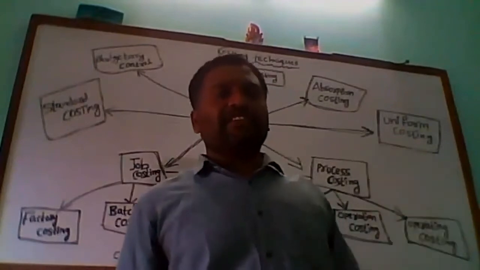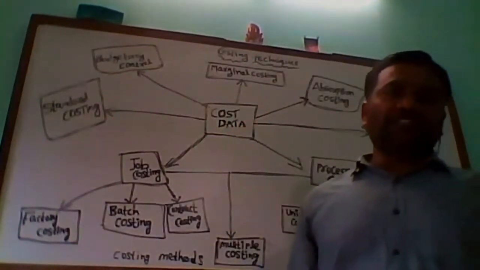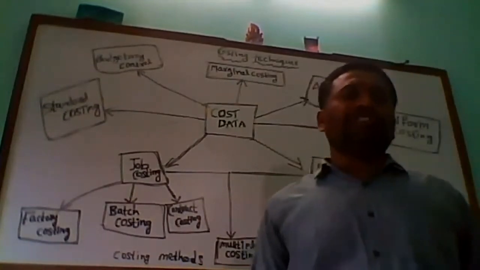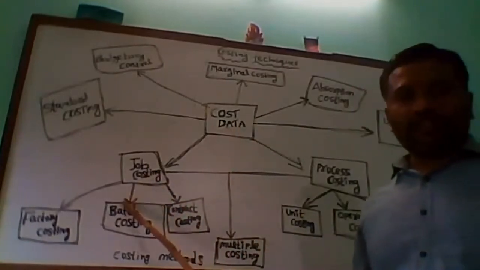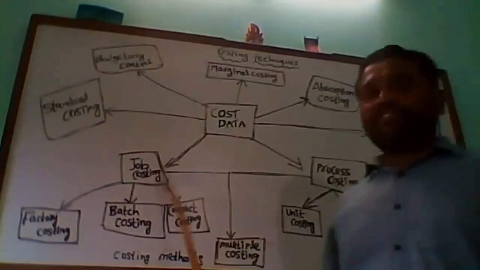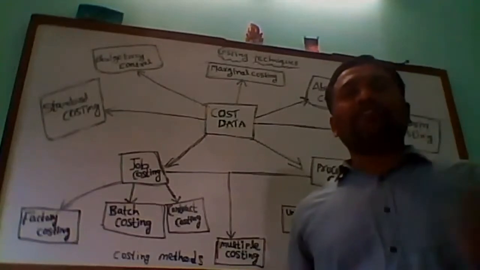And whereas the techniques, here we are going to use some methods to record the information. And this cost data is going to be divided into two distinct processes, as we learned in the last class. One we are calling job costing, another one we are calling process costing. So when we say job costing, it means the job is a small one.